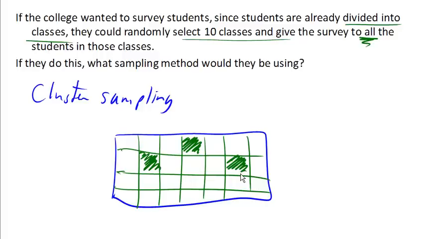This is commonly done for things like some polling where people go door to door, because it doesn't make sense to go to one house in one city and another house in another city or another neighborhood. So they'll choose a neighborhood and visit everyone inside of a neighborhood.